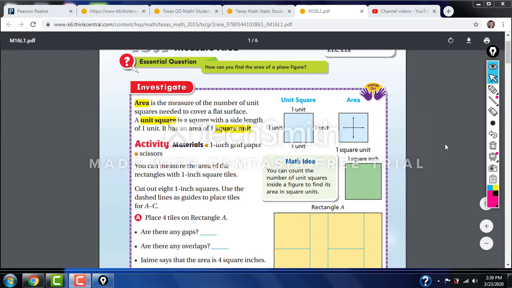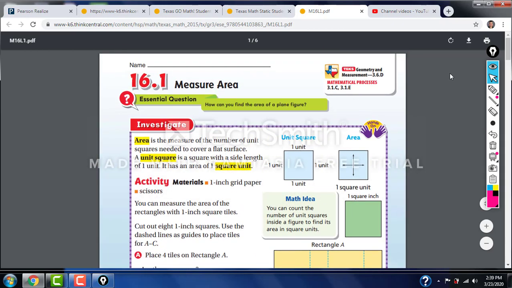So we're at 16.1. You should have your math books ready. You should have a pencil, and again, like we always do, a colored pencil or a highlighter if you have one. So we're looking at measure area. Here's our essential question: how can you find the area of a plane figure? That is our key for today.